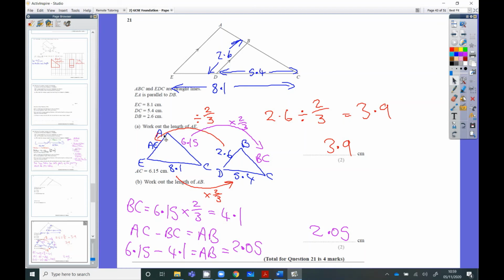Now for part B, we're told that the length from A to C is 6.15. So I just filled that in here, and we've got to work out the length from A to B. So to start off, we're going to work out what the length is from B to C. Okay, this shorter length here. So we take our 6.15 and we multiply that by 2/3 to get 4.1. So B to C is 4.1. A to C is 6.15, so A to B is the difference. So that's 6.15, take away 4.1, which is 2.05.